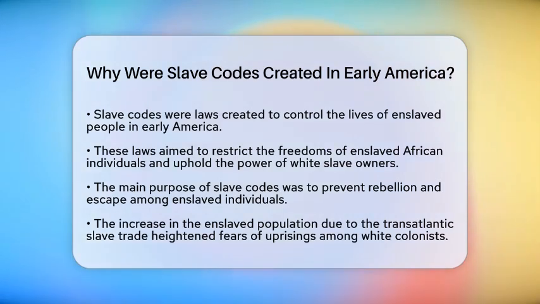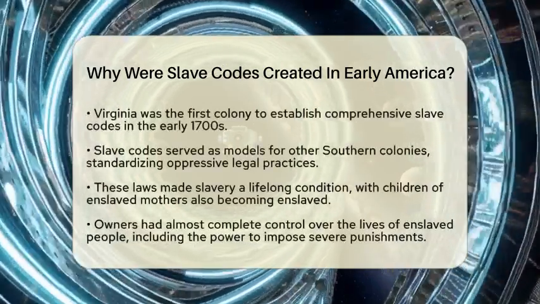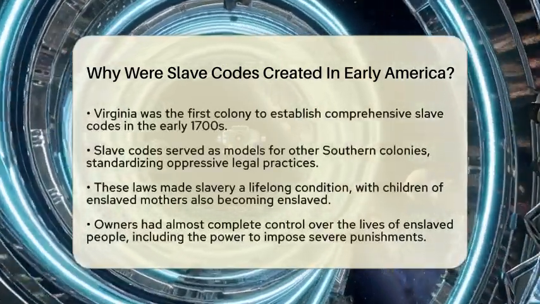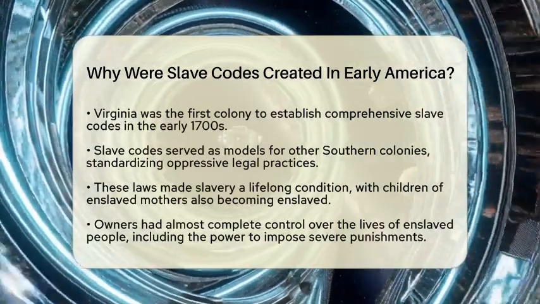The primary goal of these codes was to prevent rebellion and escape. As the number of enslaved Africans increased due to the transatlantic slave trade, white colonists became fearful of uprisings. They sought to establish strict legal boundaries to keep control over the growing population of enslaved people.